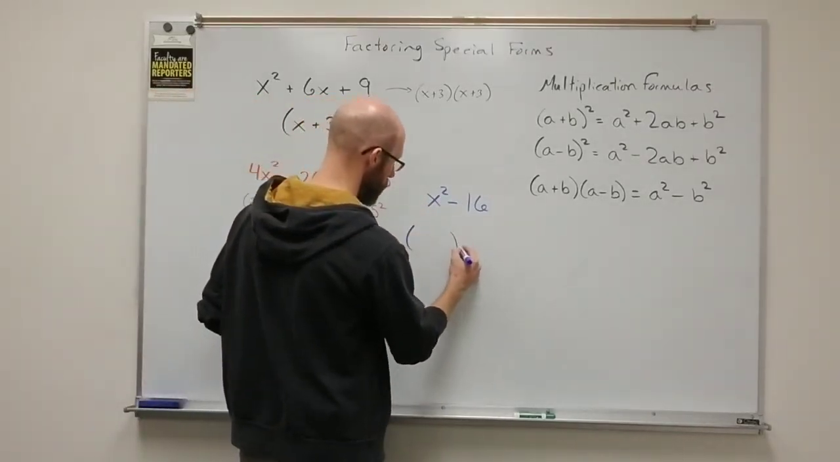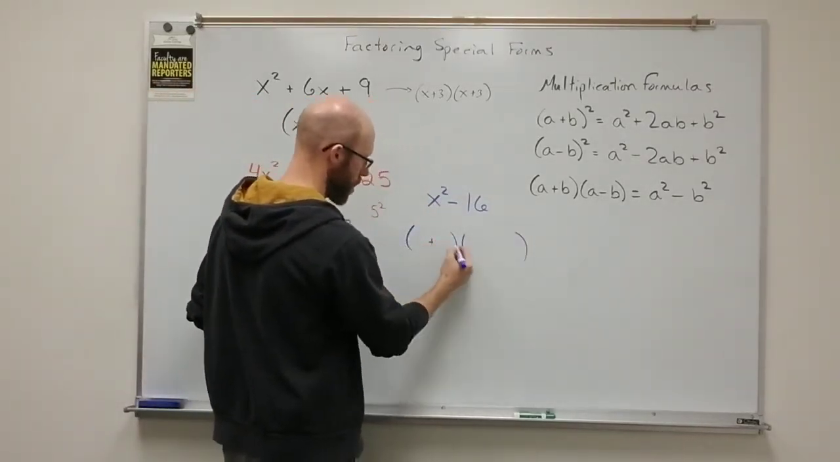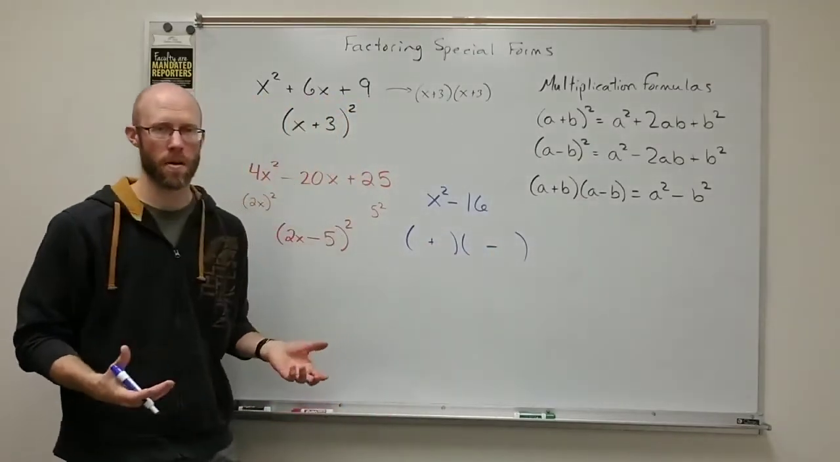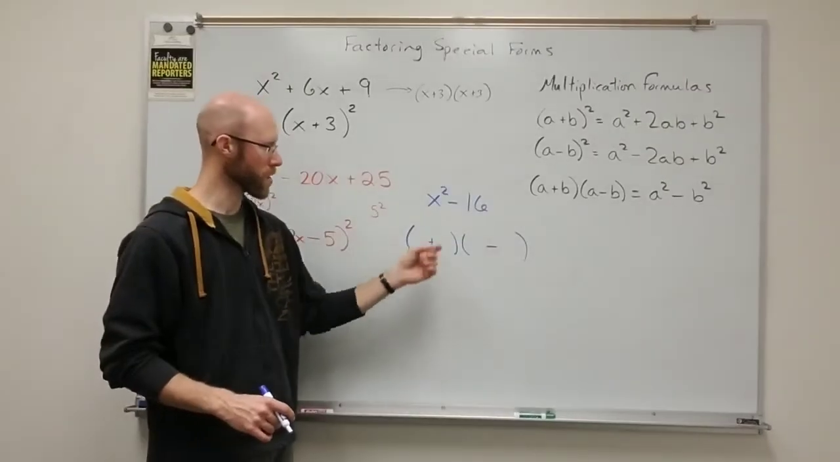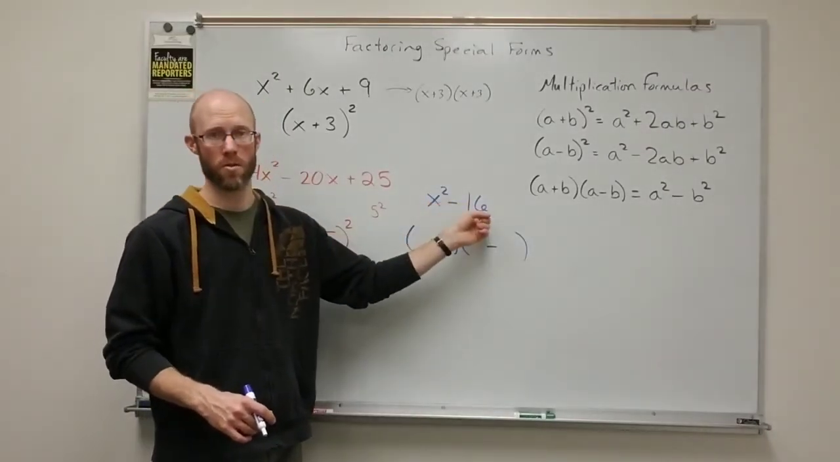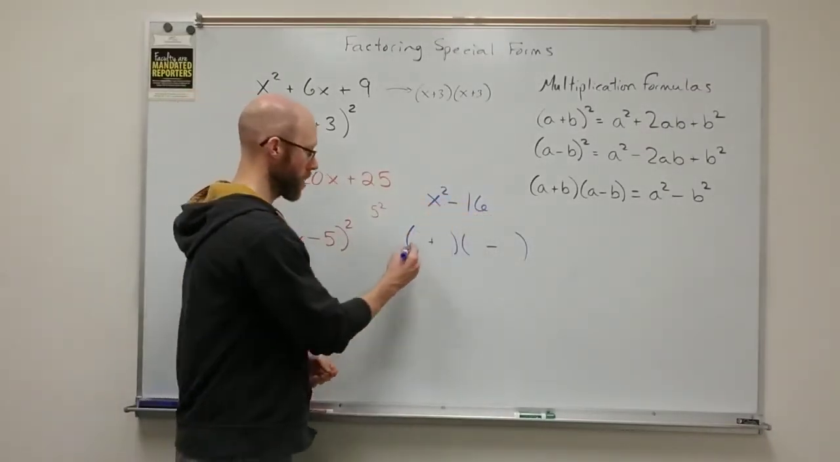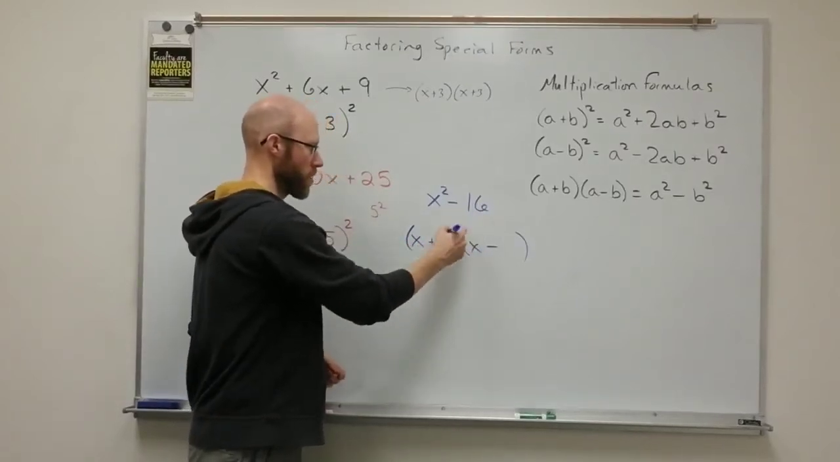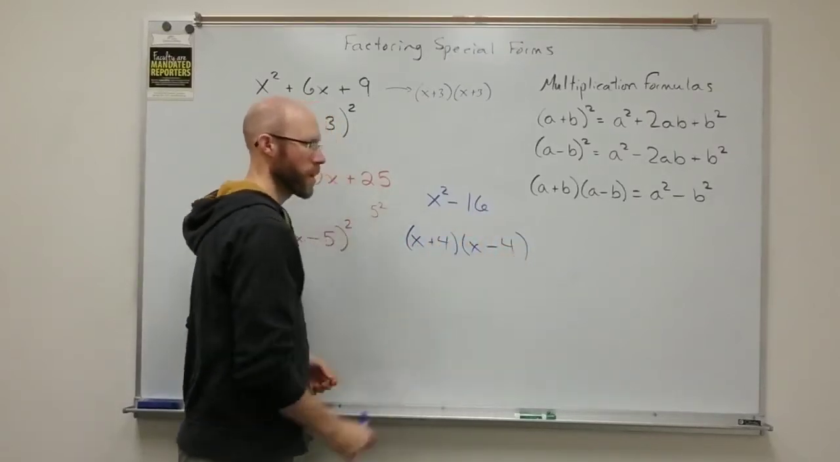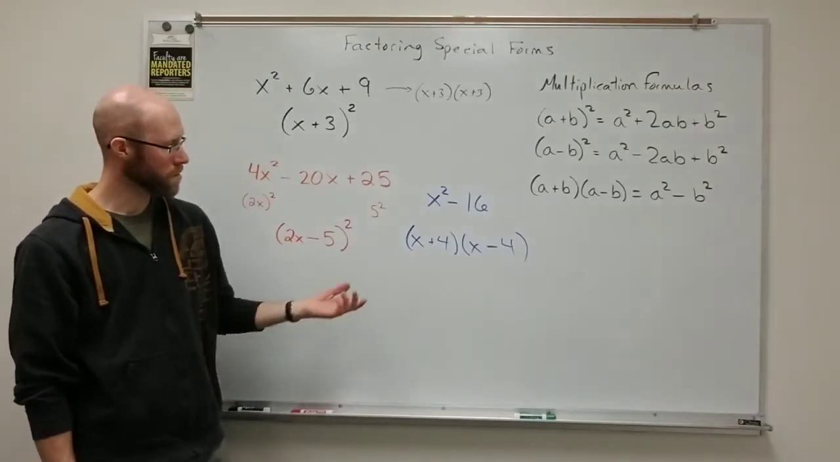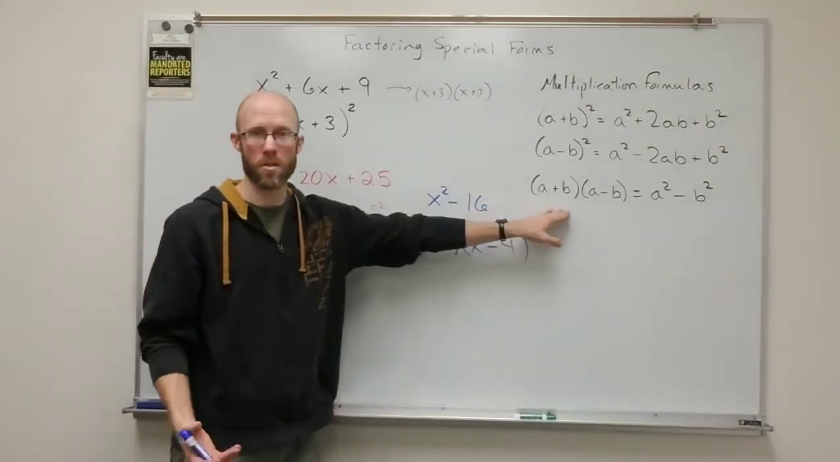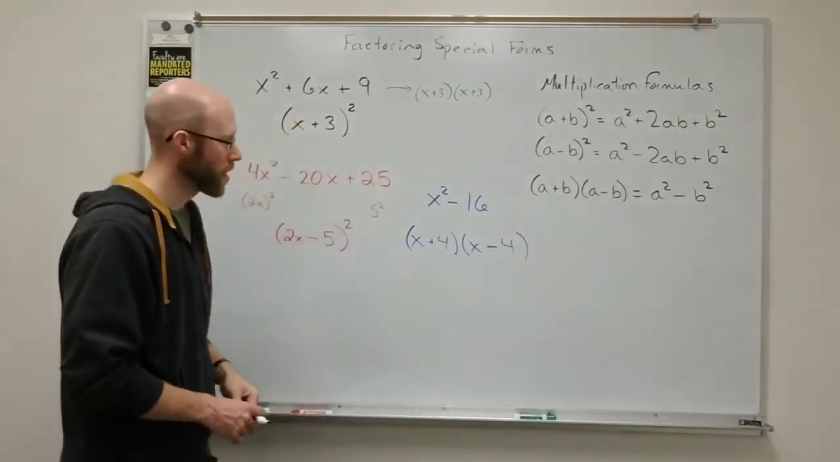And the conjugates, one will have a plus, one will have a minus. It does not matter the order. And then the terms on either side of those pluses and minuses will be the square roots of these two terms. So you'll have an x in the first spot, and you'll have 4 in the second spot, okay? This one, that formula makes it look fairly simple, I think.